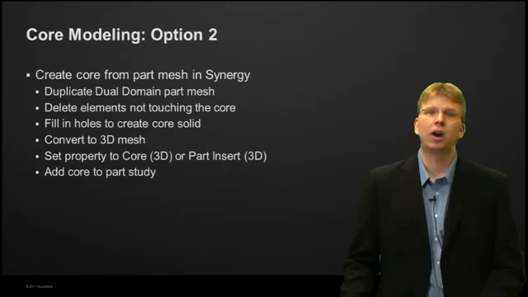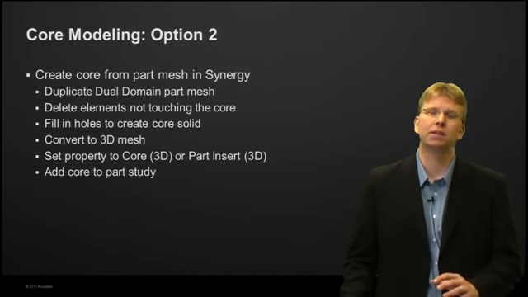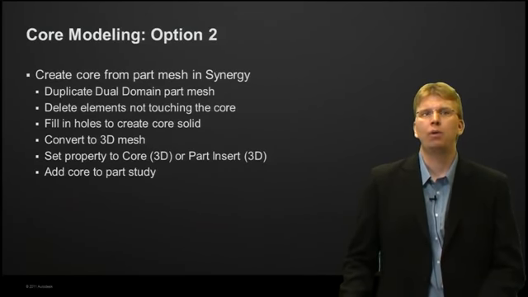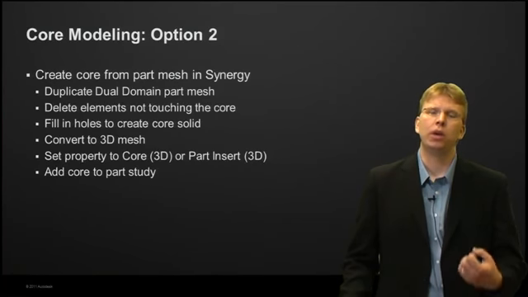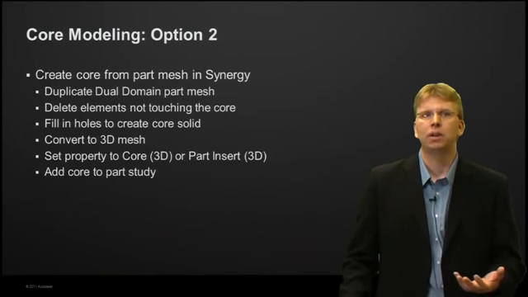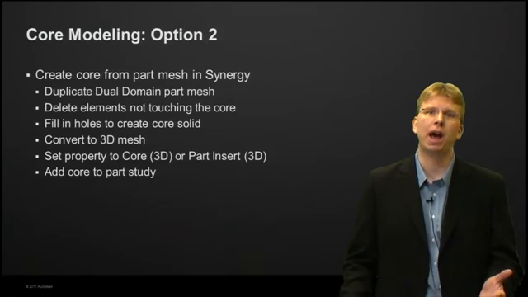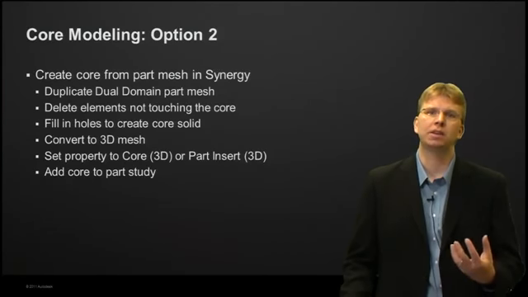In addition to the first option, which was the easiest, we can also create a core from the part mesh inside of Synergy. The benefit of doing this is that you can create an exact duplicate of the inside of the model, which is forming the core. So how we would do this is we would import the model, create a dual domain mesh, and then delete the elements that weren't touching the core. So essentially we're creating a copy of the part that we have and using it as a building block for the core.